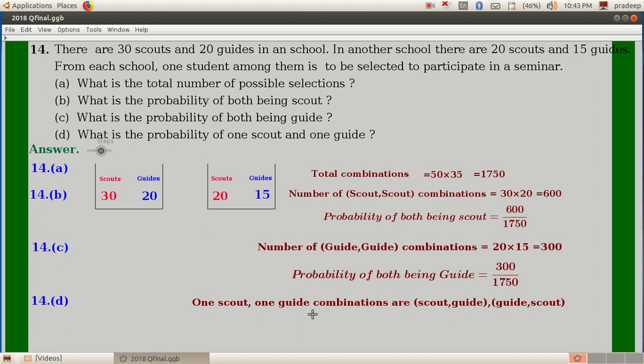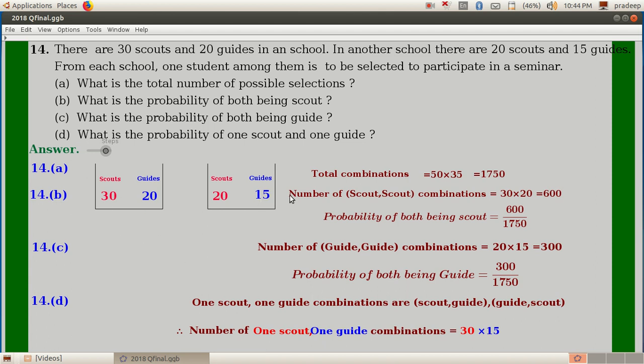The last question is, what is the probability of one scout and one guide? Here, one scout and one guide combinations are scout, guide and guide, scout. Scout from the first school, guide from the second school, guide from the first school and scout from the second school. Therefore, the number of one scout, one guide combinations is equal to 30 into 15, that is scouts 30, guides 15, that is 30 into 15.